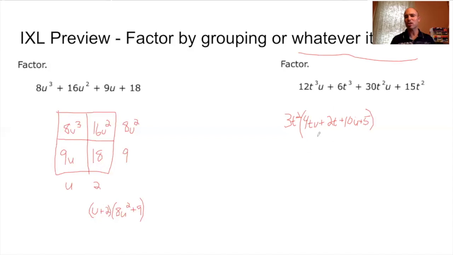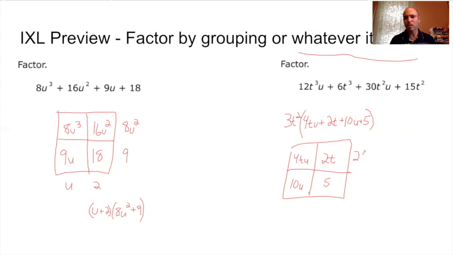Okay, now it's crazy. You got a whole bunch of stuff here. It's weird, I know, but you got 4 terms. Why not give the box method a shot? Why not see what the box method can do for you? Maybe it'll work, who knows? Let's see, we got 4tu, 2t, 10u, and 5. All right, let's just see.